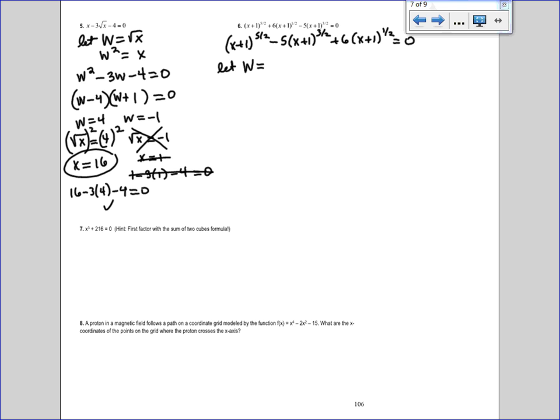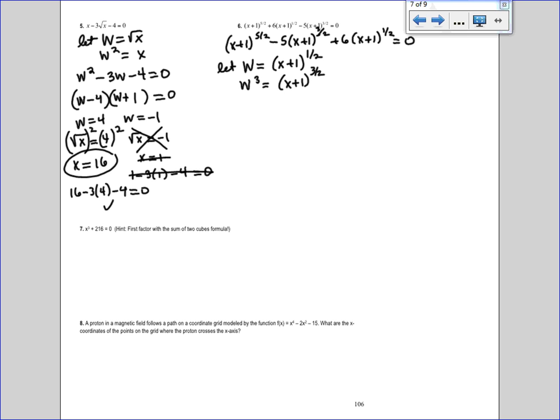You could actually pull out an x plus 1 to the 1 half and then let your W be something else. And I told you earlier, usually the easiest thing to do is let it be whatever something is to the smallest power. All right, so let's see how everything's related. I need a 3 halves power like that. So if I'm going to get a 3 halves power, I need to cube both sides. So I would get W cubed equals x plus 1 to the 3 over 2.